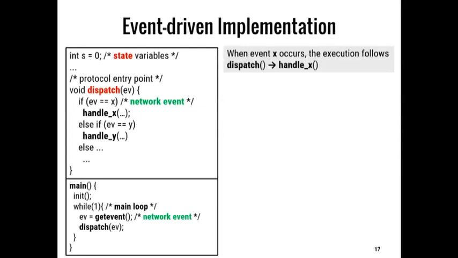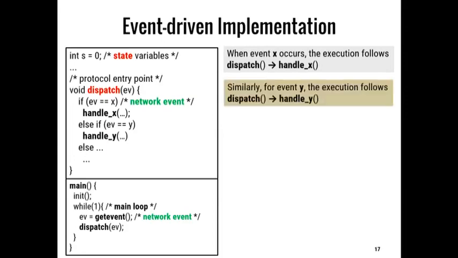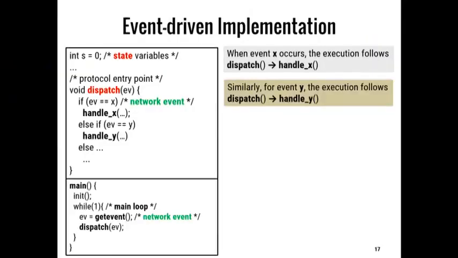For example, when event X occurs, the execution flows from dispatch to handler X. Similarly, for event Y, execution follows the dispatch function and then calls handle Y. Typically, this kind of implementation also maintains some state variables. In this example, we are showing a state variable, S.